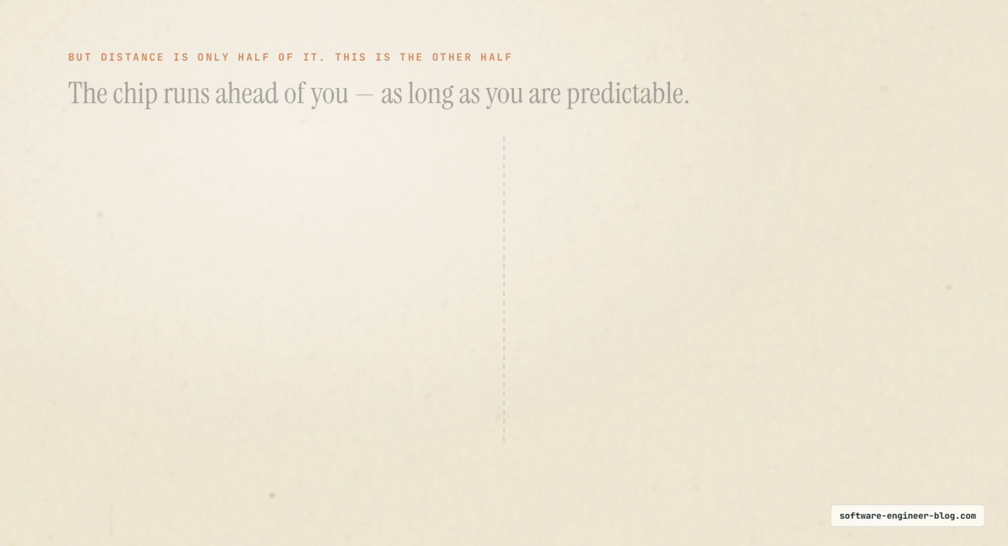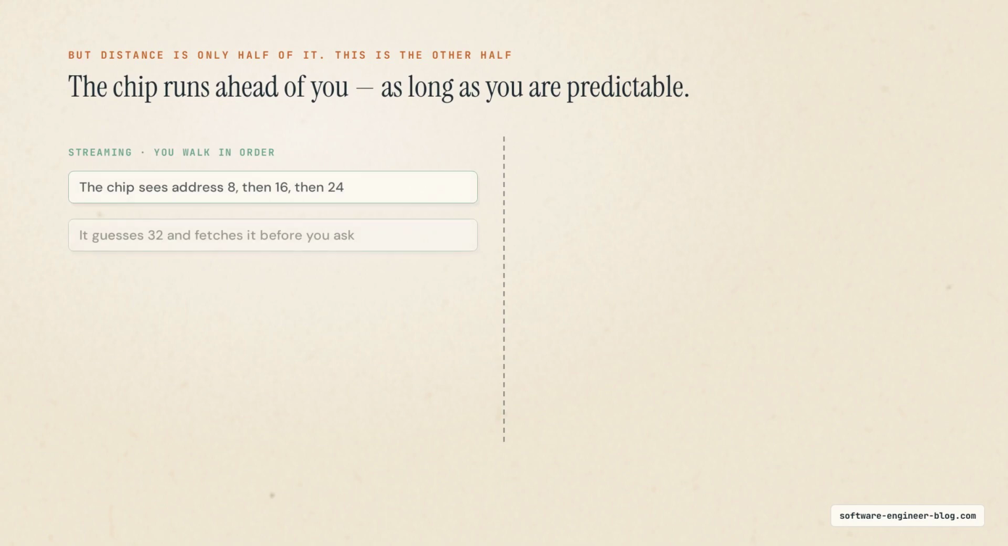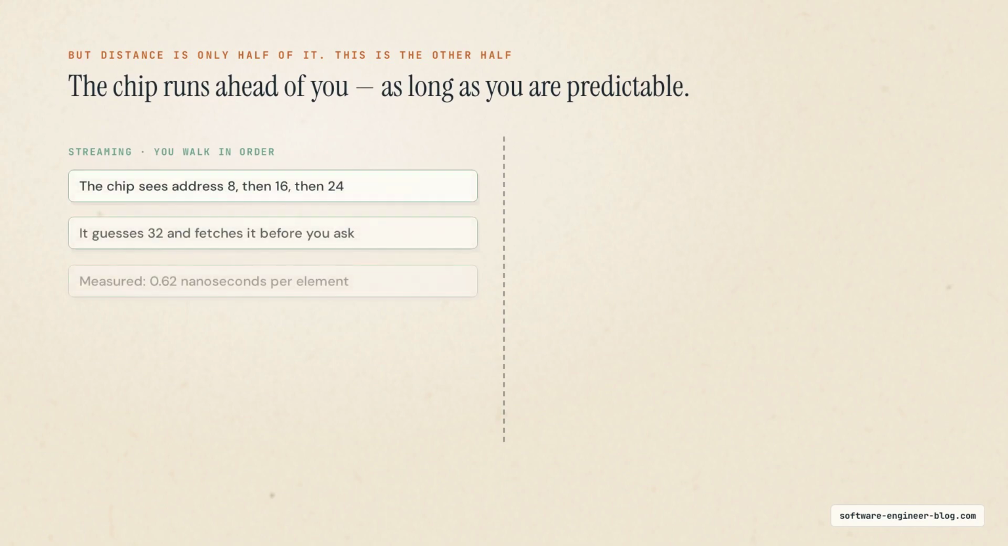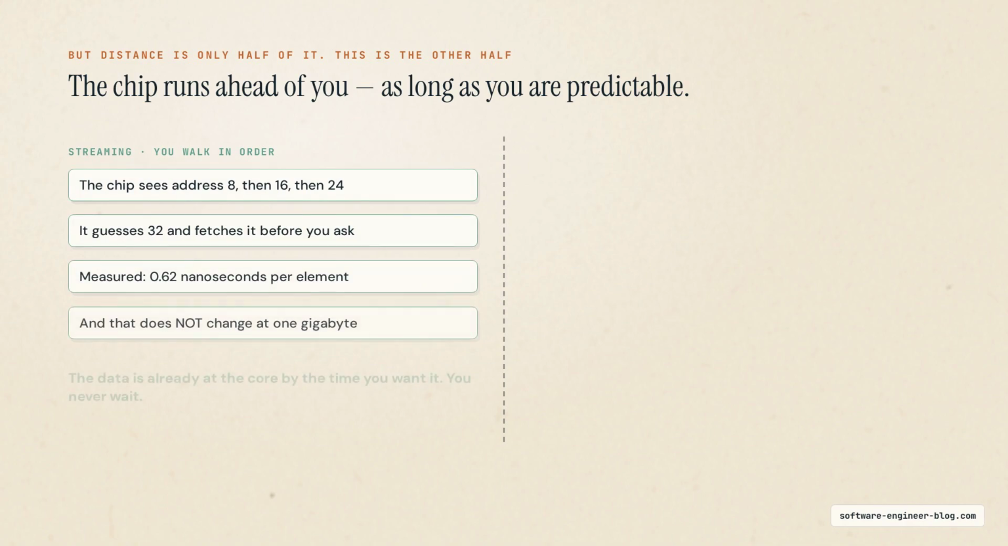When you walk memory in order, the chip watches you. It sees address 8, then 16, then 24, so it guesses 32 and fetches it before you ask. That is the prefetcher. Measured, walking in order costs 0.62 nanoseconds per element, and that number does not change when the data is 1 gigabyte. The data is already at the core by the time you want it, so you never wait.